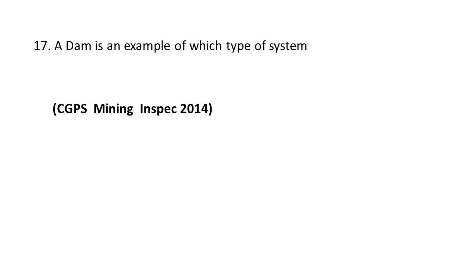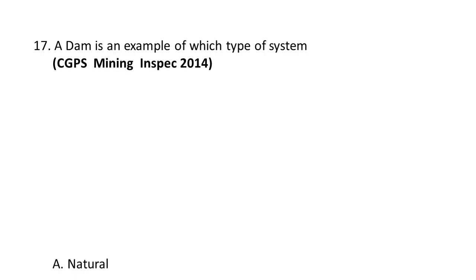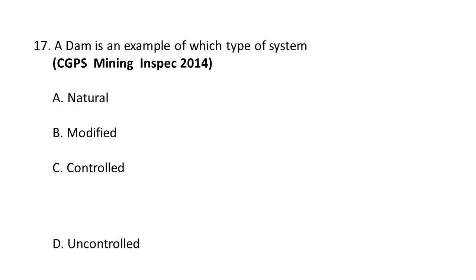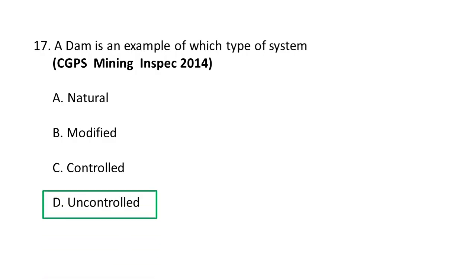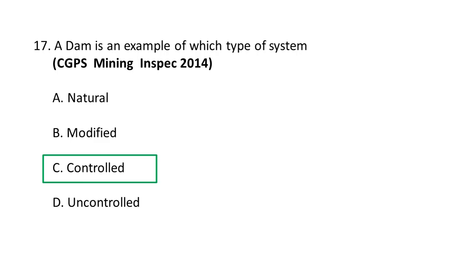A dam is an example of which type of system? A. Natural, B. Modified, C. Controlled and D. Uncontrolled. A dam is an example of a controlled type of system. So C is the correct option.